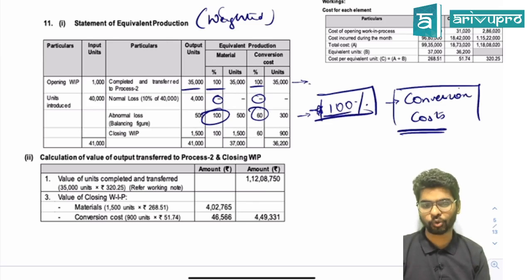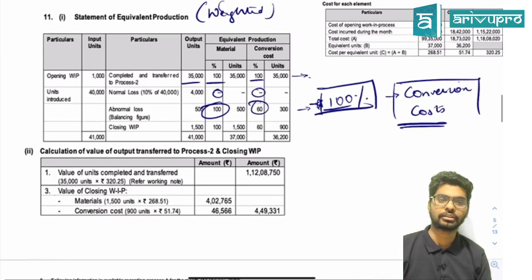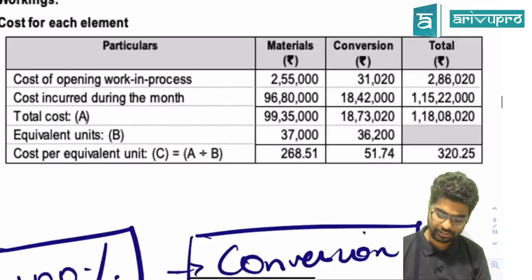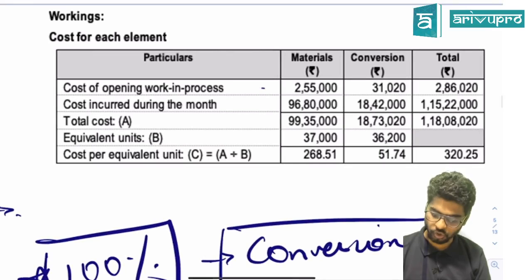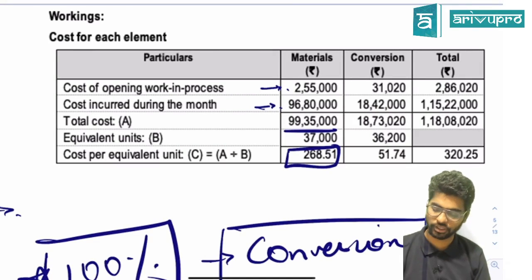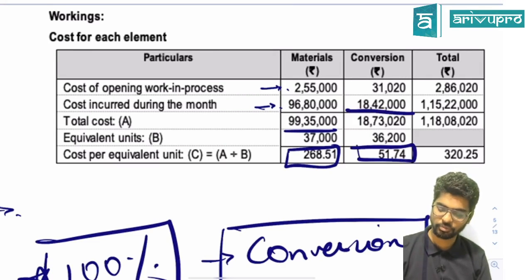Now once I get my total cost of material, what I'll do, I'll take the total cost and divide it. That is, see here, my material cost: opening WIP plus the cost incurred during the year, total cost I'll divide it, I'll get the cost per unit. Same thing with my conversion cost.